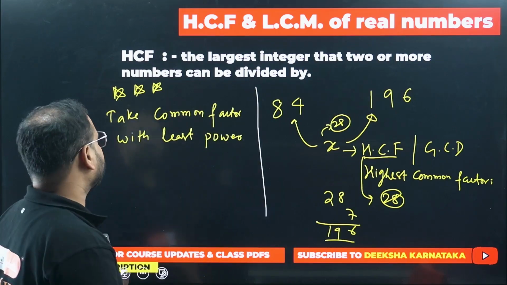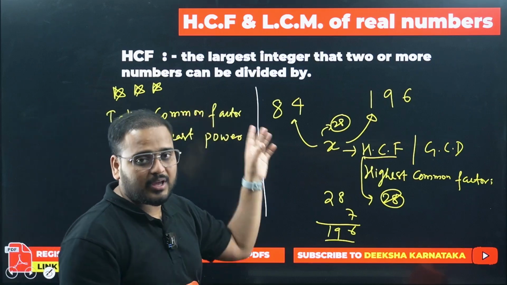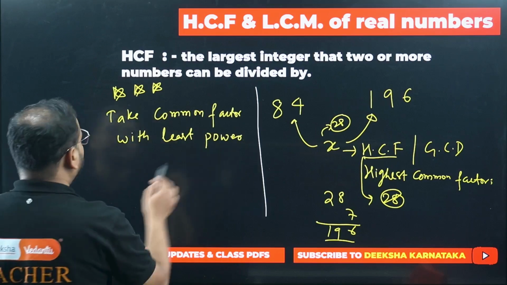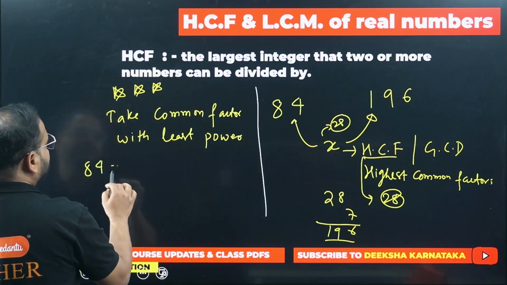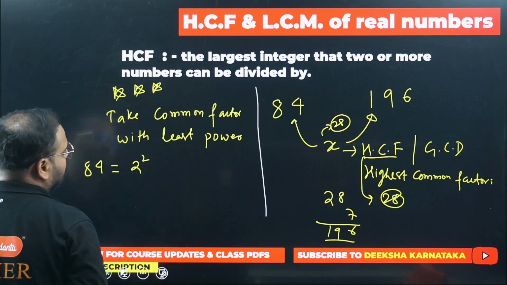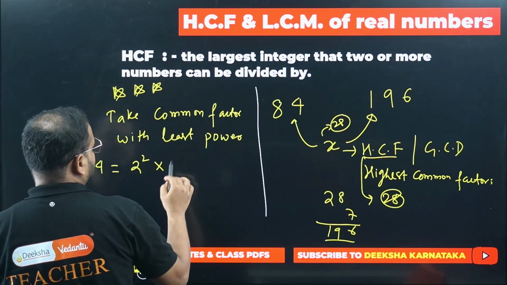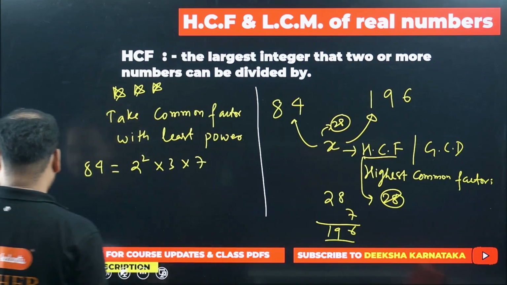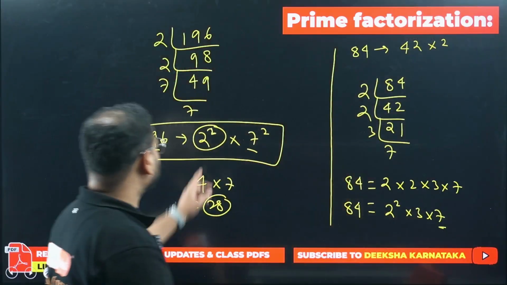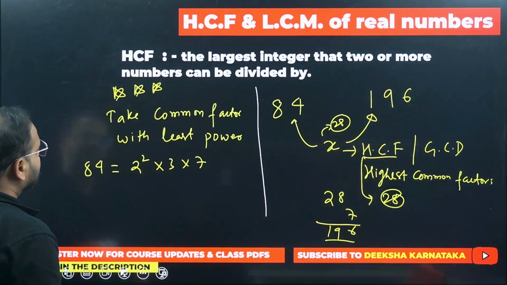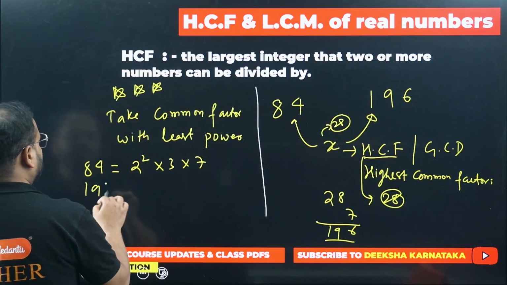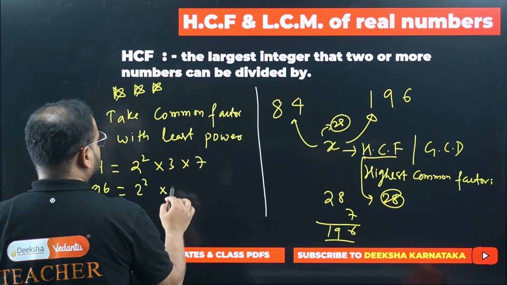This is very, very important for HCF. Remember, take common factors, okay? All the common factors you have to take, and with the least power. So I showed you over here. For 84, if you remember, we wrote it as 2 square, so 4, then 3, then 7. Please check. 2 square, 3 and 7. And for 196, I have it as 2 square, 7 square.